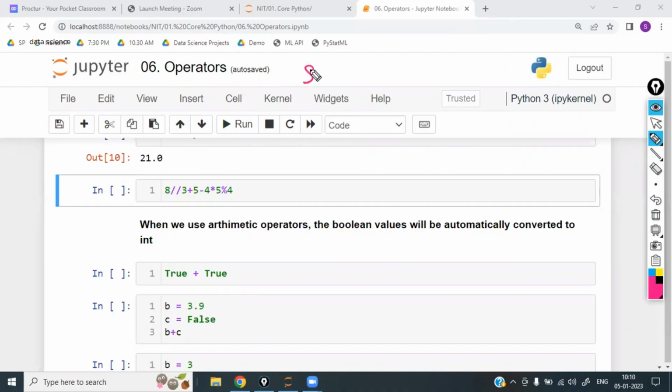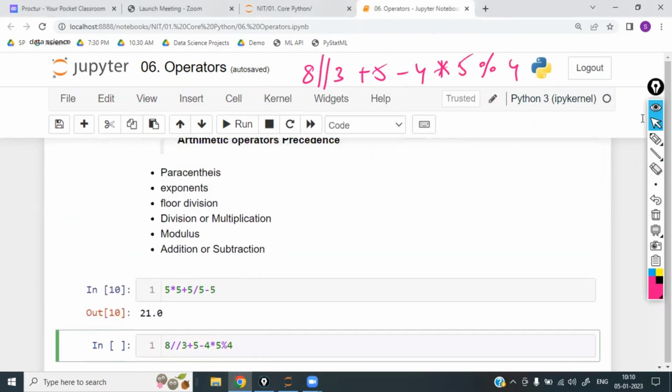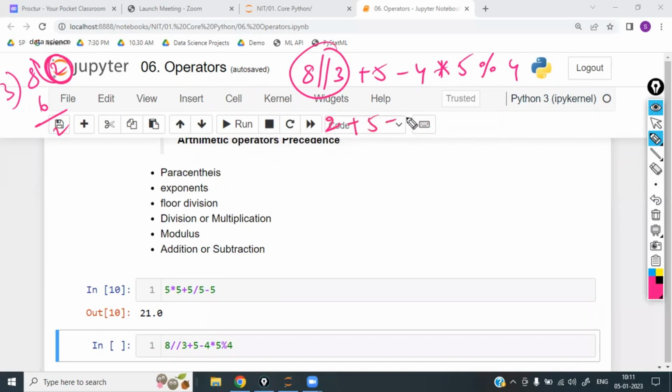So now, 8 floor division 3 plus 5 minus 4 into 5 modulo 4. So what is the precedence? First one is parenthesis. There is no parenthesis. Next one is exponents. There is no exponents in the given question. Floor division: I'm having the floor division, so first I'm going to calculate it. That is 8 by 3, 2 times 6, remainder is 2. I want the quotient value, that is 2, not the remainder value. So 2 plus 5 minus 4 into 5 modulo 4.